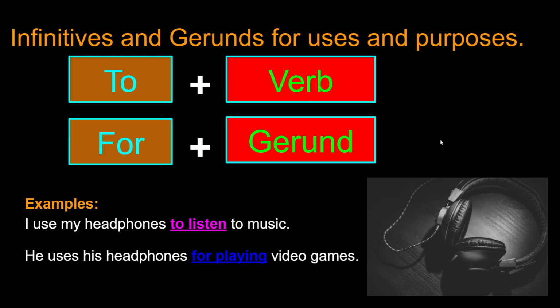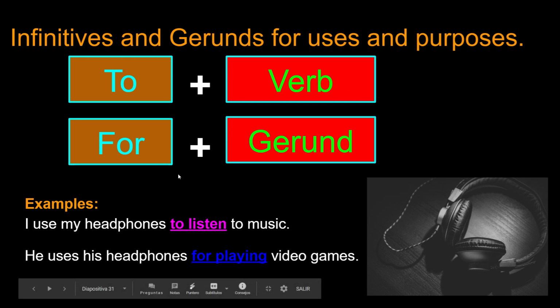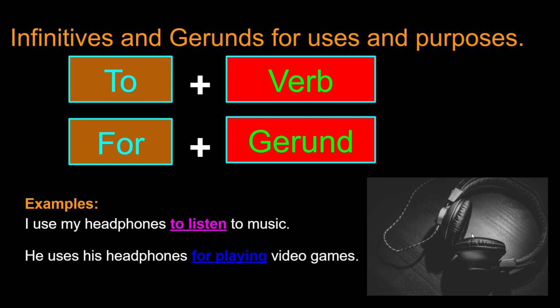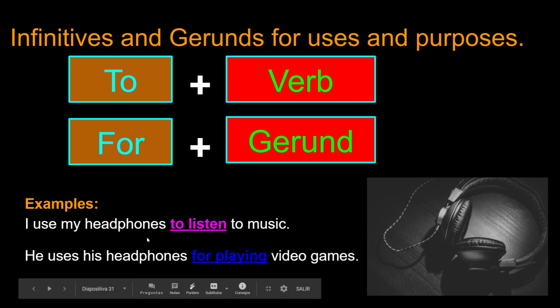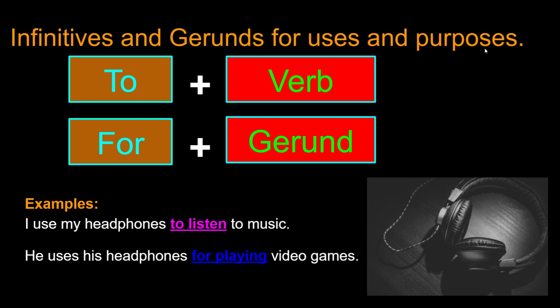First, we're going to clarify the most important aspect of this grammar: when we are going to talk about the use of something or the purpose of something, we are going to use these two possible combinations. We can combine to plus verb or for plus gerund. For example, here we have a pair of headphones, and you can use those for different things. Here we have two examples with the two different possibilities we have to express uses and purposes.